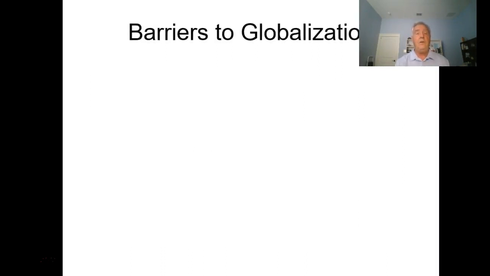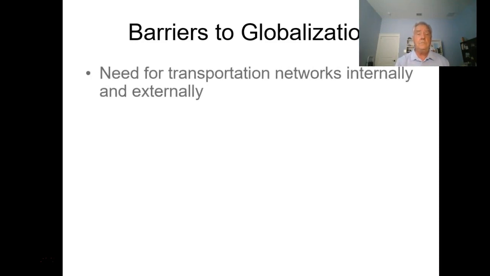Okay, barriers to globalization. Lots of them. You need transportation networks, both internally and externally. We're fortunate here, huge container ships can dock in Washington, in California. Now huge container ships can go through the Panama Canal and even deliver product to the East Coast ports that can handle the depth of these huge ships.